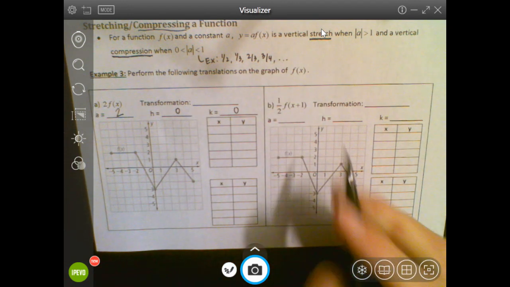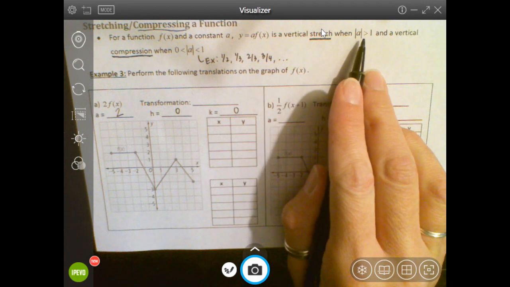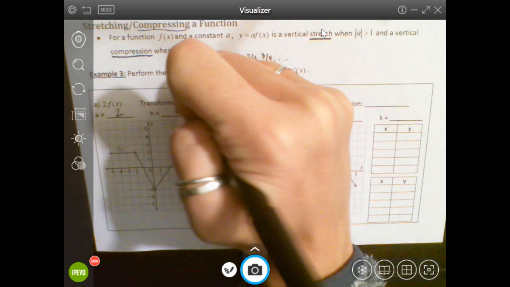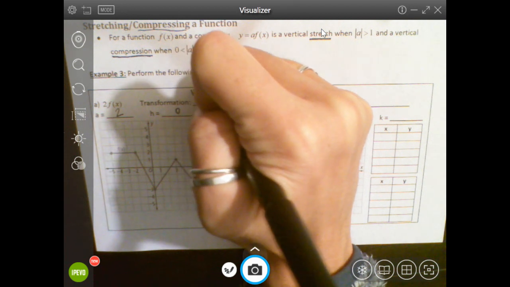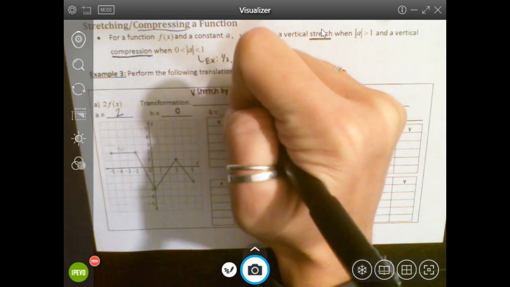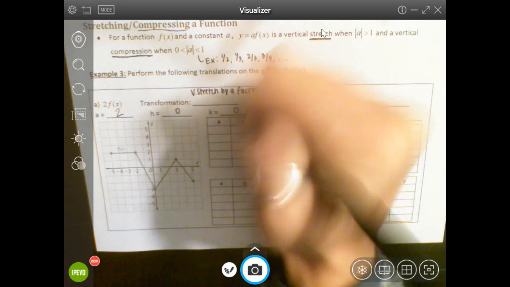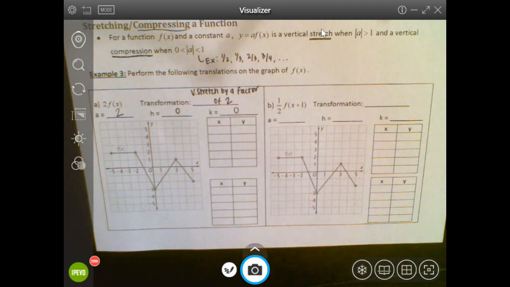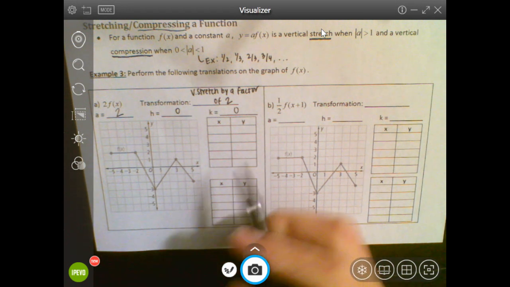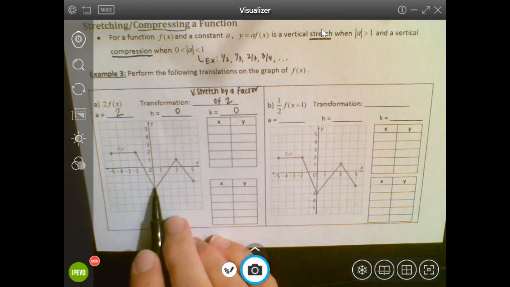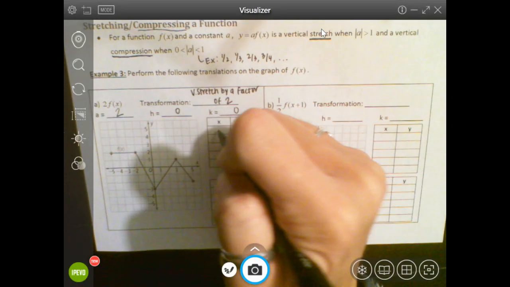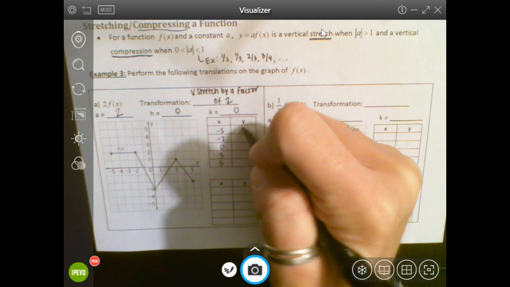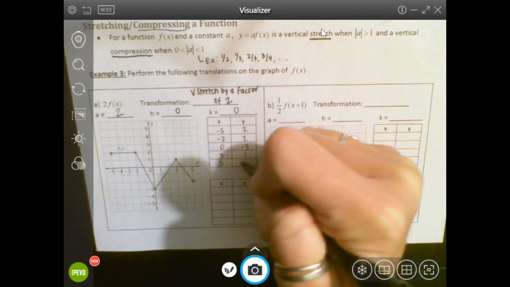So the only thing that's happening is a vertical stretch, since the absolute value of 2 is greater than 1. So I'm going to say vertical stretch by a factor of 2, and that 2 is just coming from the A value. Again, my parent table is just coming from these 5 points of this particular graph: -5, -2, 0, 3, and 5. My y values are 2, 2, -3, 1, -2.